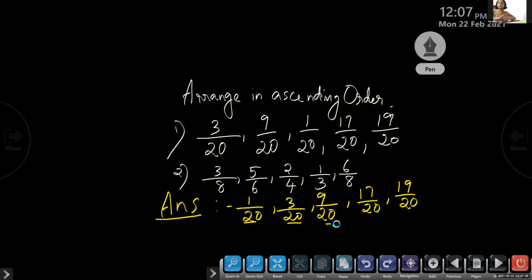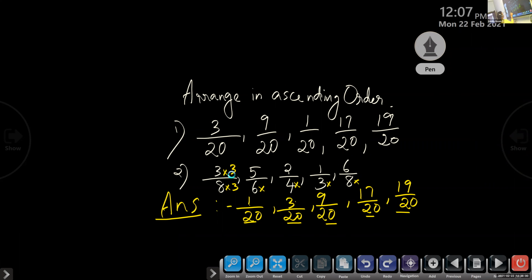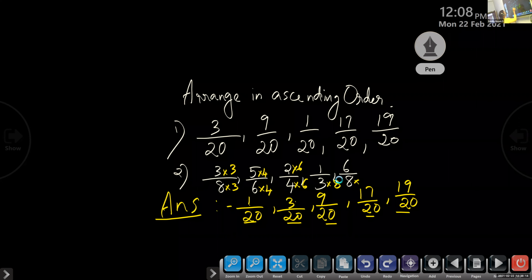Children, look here. If the denominators are the same, it is very easy. Only look at the numerators. Here, you have to make equal denominators. So what is the LCM you got? 24. 3 eights are 24, so multiply 3 by 8. Here 6 into 4 is 24, so multiply with 4. Here also 6, and here 8 into 3.